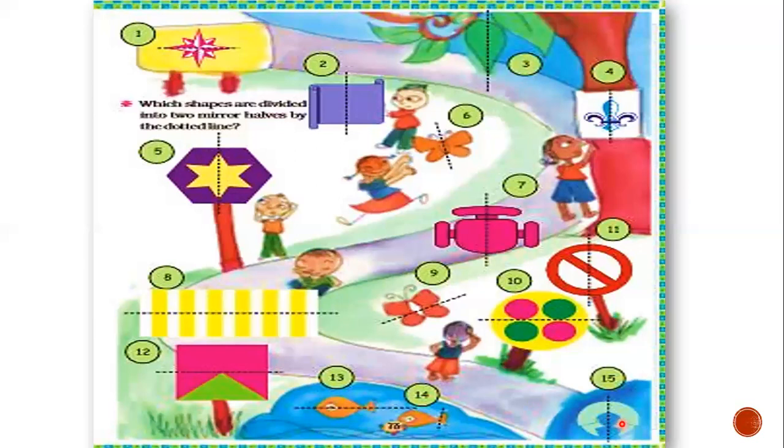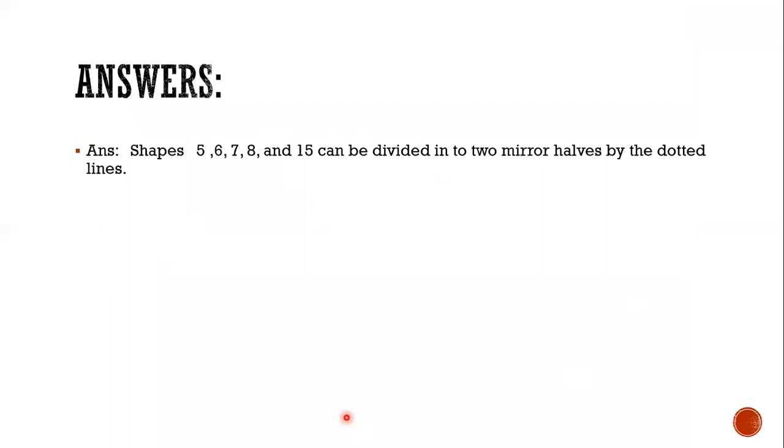Some more shapes like 10 and so on are symmetrical, but if we check the color, they are not looking like the exact mirror half, so I have not included them. Okay, the answer is given in the next slide. You don't have to write this answer in the notebook, only mark it in the textbook.